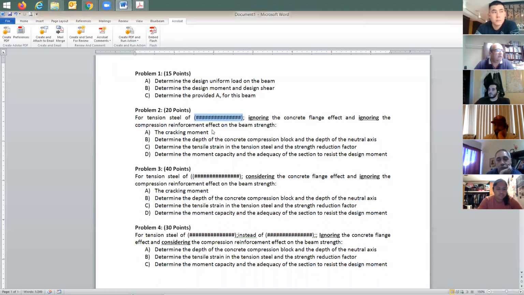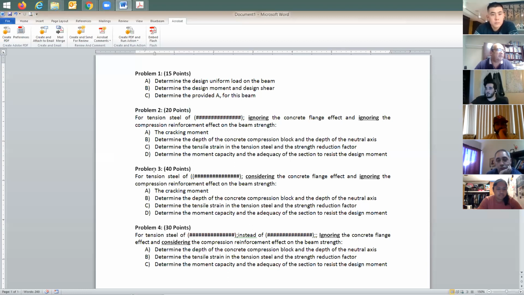And then do the following. What's the first one? Cracking moment. You remember the cracking moment? Yeah, okay. Determine the depth of the concrete compression block, which means a and c, neutral axis. Then do the strain in the steel and the phi factor. This can be a so simple problem. You have a rectangular section with tension reinforcement only. How about the T? Ignore that you have a T. How about the compression reinforcement? Ignore it in this problem, in problem number 2. For each one of them, you have 5 points. You can run through this.